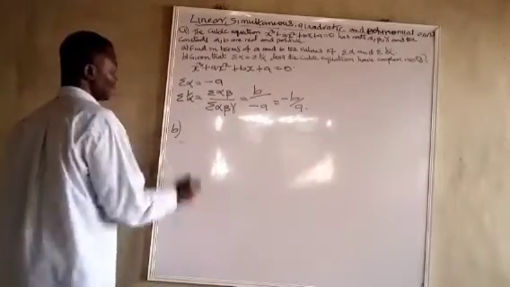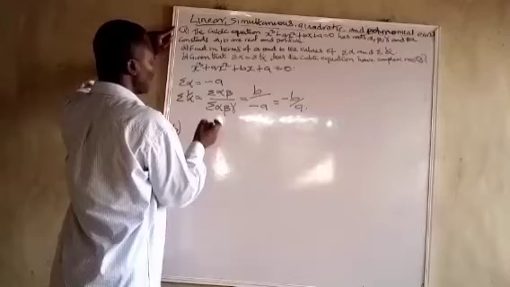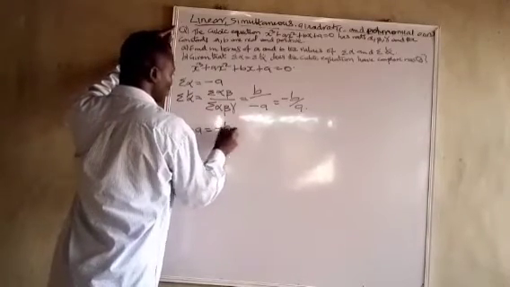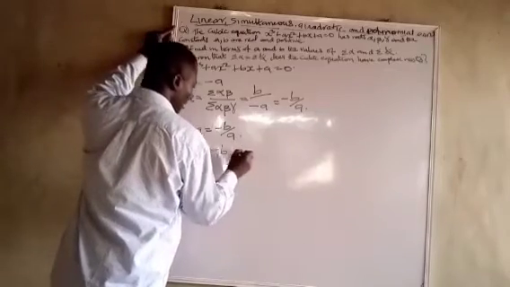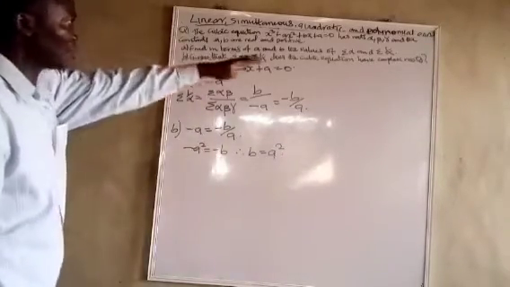The b part is this. It says that summation alpha is equal to summation 1 over alpha. That is minus a equals minus b over a. So minus a squared is equal to minus b. Therefore b is equal to a squared. We are now asked, does it contain complex roots?